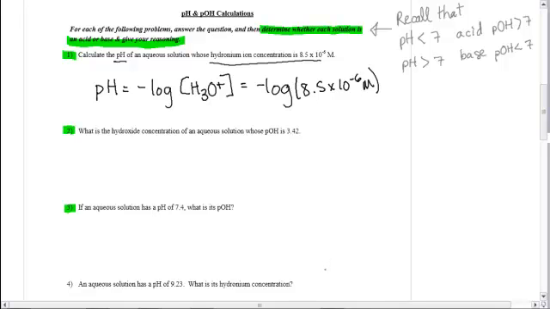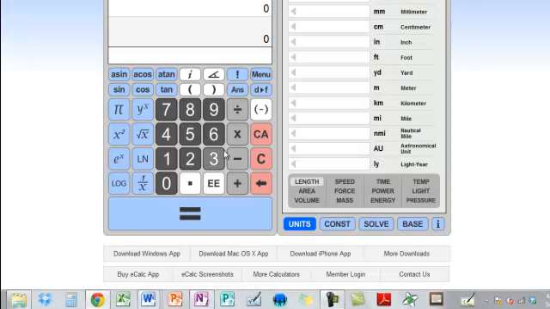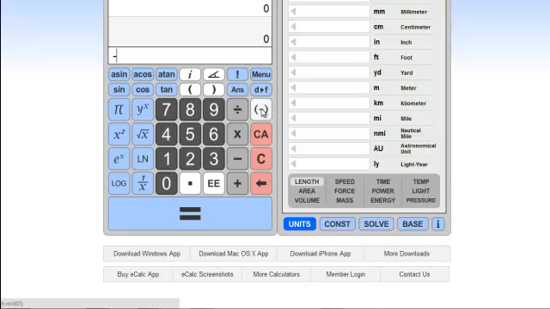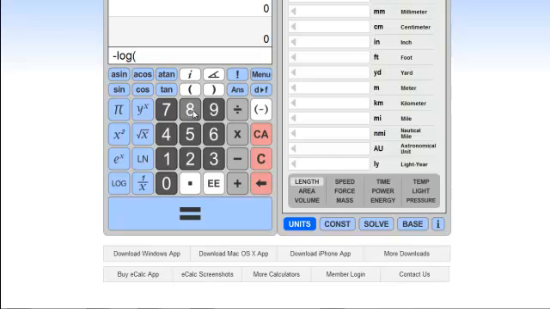So now we plug that into a calculator. And the one I have here works similarly to most of your calculators. So we take the negative sign, which yours might be a plus minus key. Then we do log, L-O-G. We put in our number, which was 8.5 times 10 to the negative 6. And we close the parenthesis. Push equal, and we get 5.07.